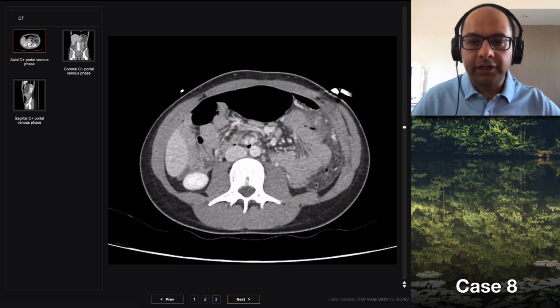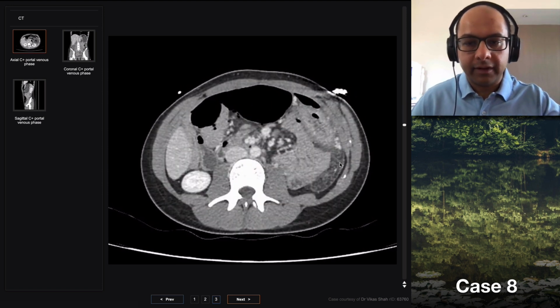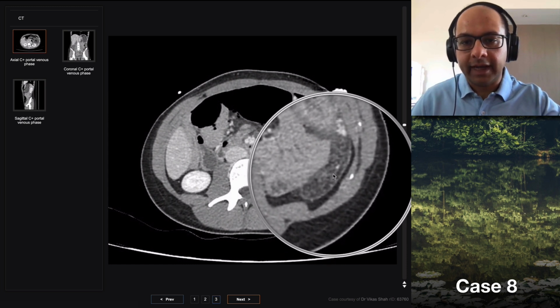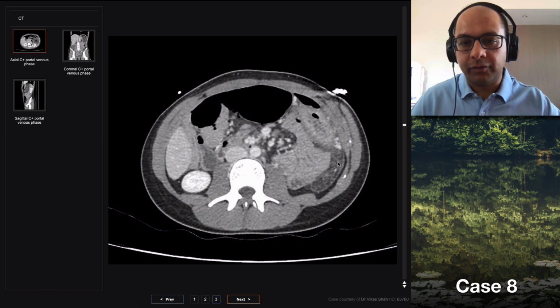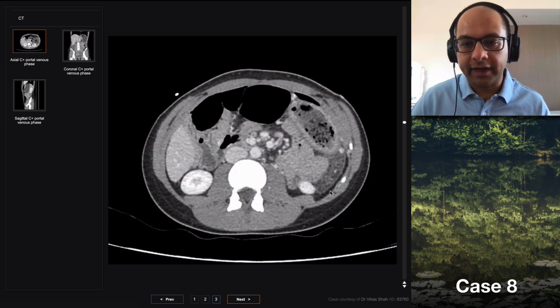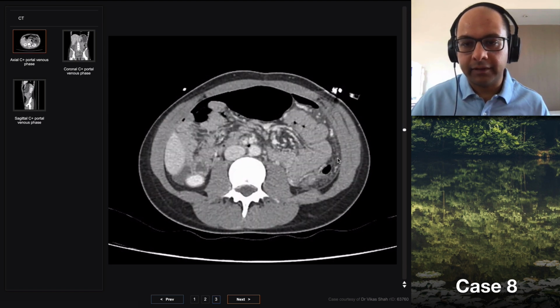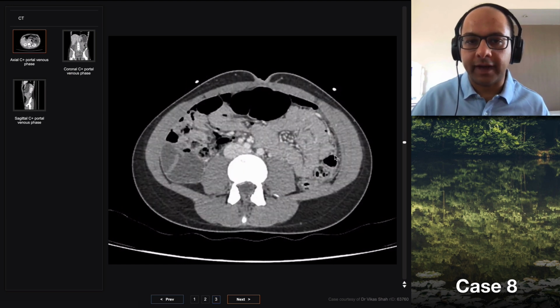Just another thing here to look for is look at this fat down here, okay? So this is a typical appearance of very inflamed intra-abdominal fat. It looks much greater in density than the surrounding retroperitoneal fat. Okay, so that's a very good thing to look for, that kind of feature of fat inflammation.